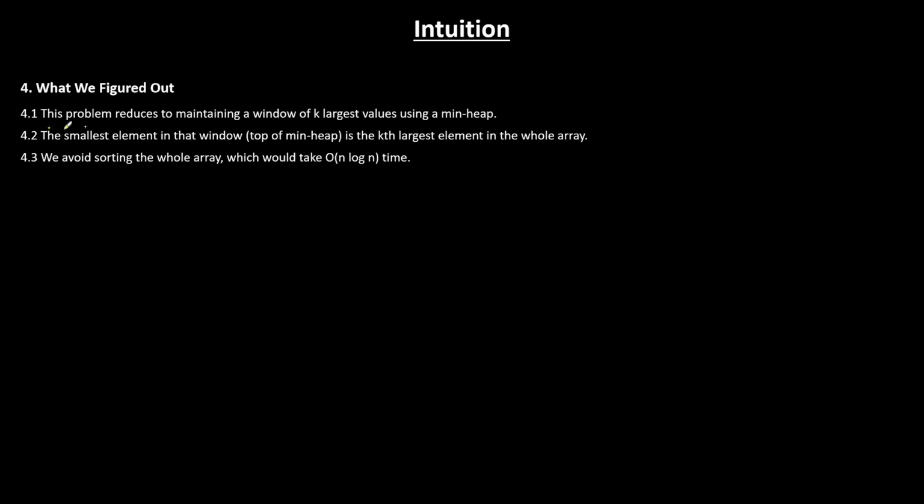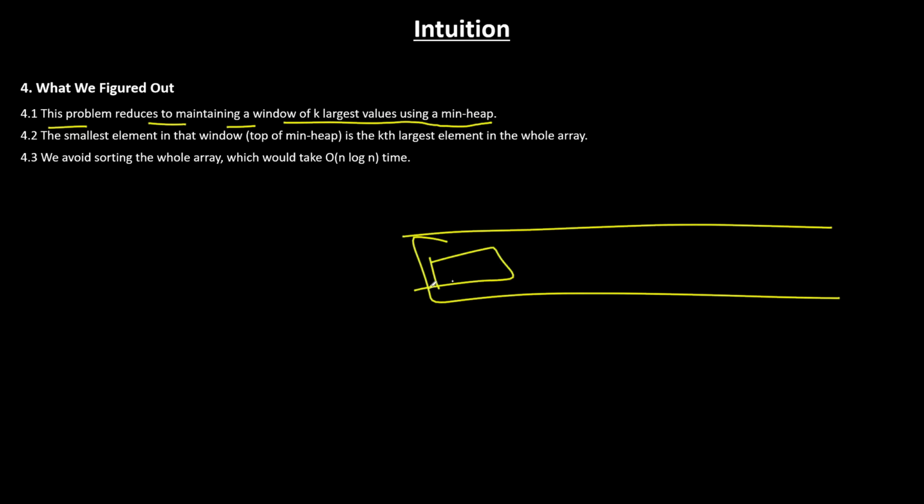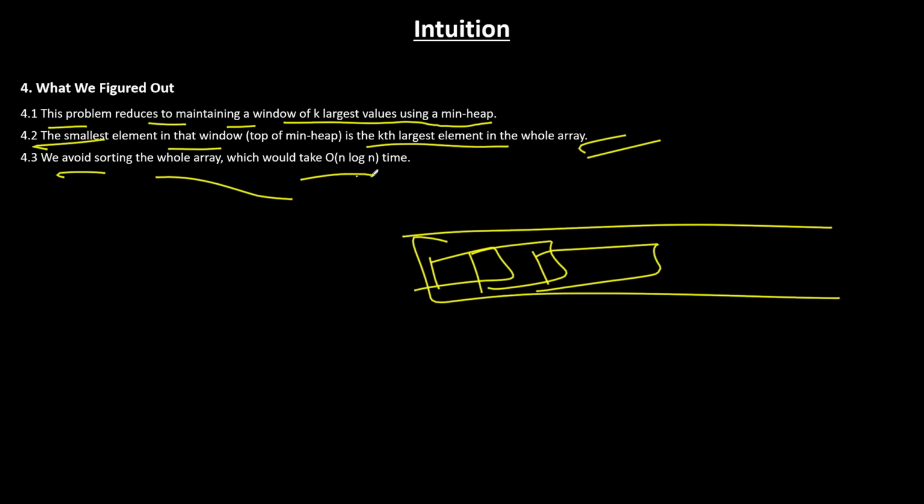We figured out that this problem reduces to maintaining a window of k largest values using a min heap. If you observe here, if this is an array, we are using a window of size k every time, so that we only get up to the kth largest element. And the smallest element in that window will always be our kth largest element. This makes sense. We avoid sorting the whole array, which would take n log n time complexity. So I hope you understood the intuition. Now let's move to the next slide.